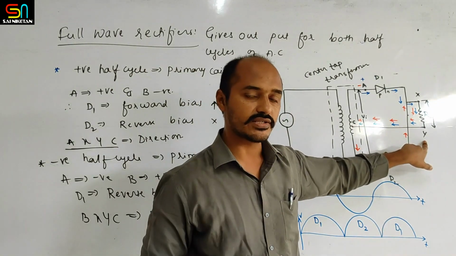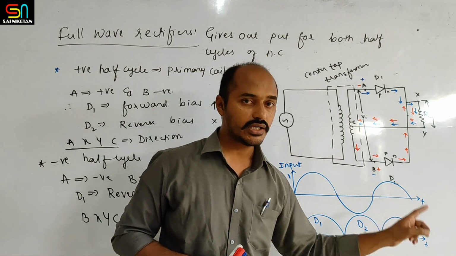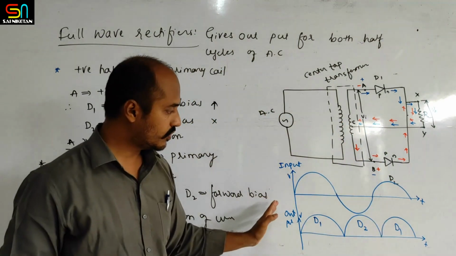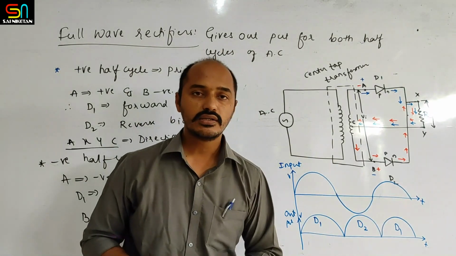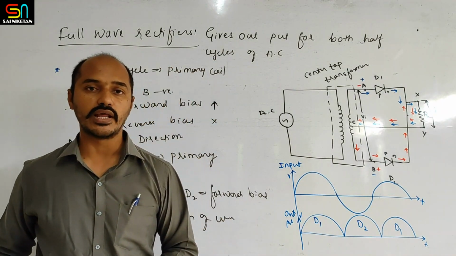Because of this reason, whatever the output we are getting is in only one direction. So this is how we are converting the alternating current, or you can say bidirectional current, into unidirectional current.